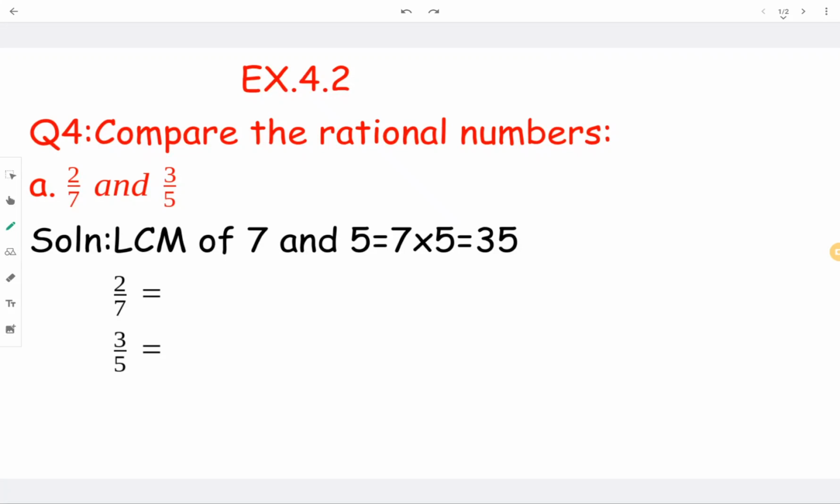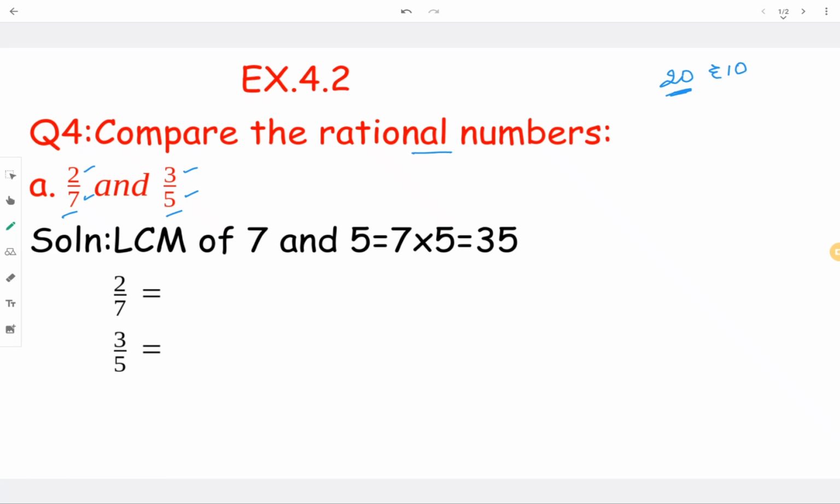4.2 question number 4. Compare the rational numbers. Compare means what? We have to see which of the two numbers is larger. Alright, they've given us 2 by 7 and 3 by 5. If I ask you which is bigger, 20 and 10, you'll automatically say 20 is larger, right? But if you look here now, you can see that they have a numerator and a denominator, alright?